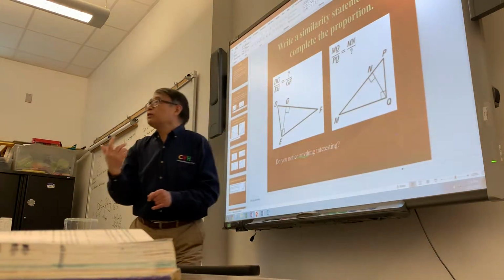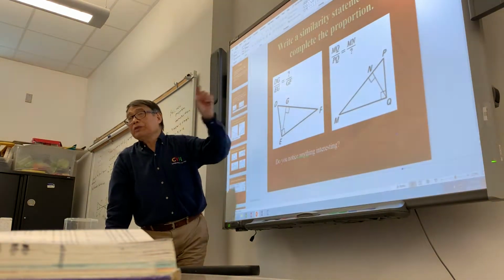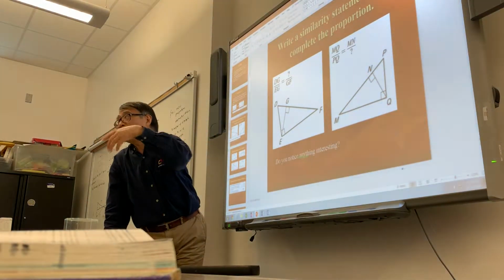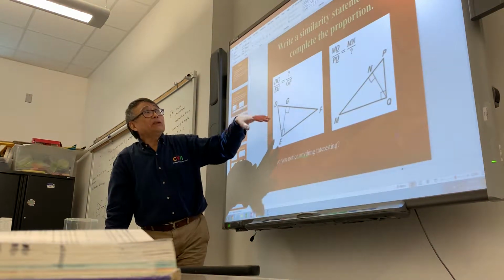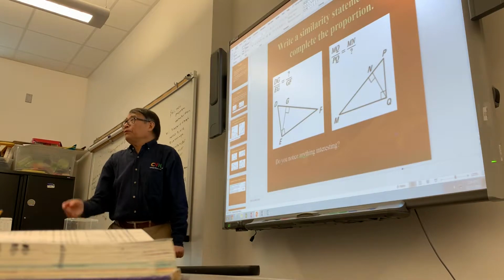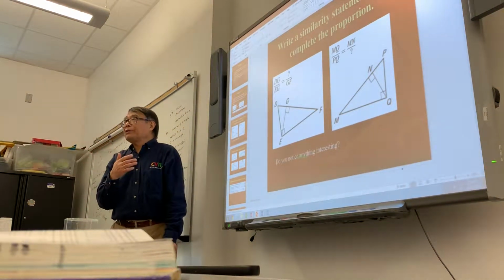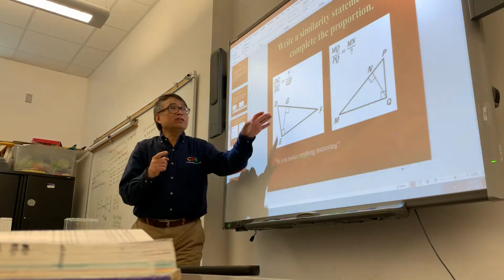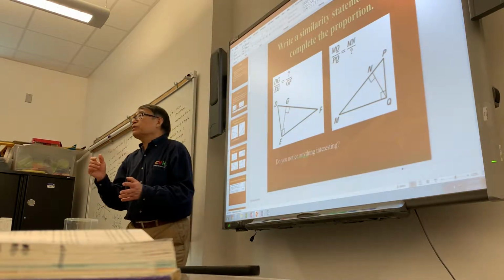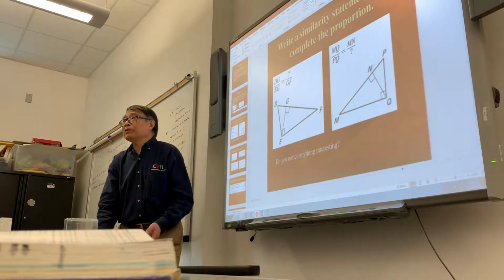I want to see who is a volunteer, who can solve the question, write a similar statement, meaning triangle ABC similar to DEF or whatever. Then complete the proportion, find the question mark segments. I'll give you 1 or 2 or 3 minutes. Who is a volunteer? Raise your hands. So who can finish this question? Who finished? 70%.